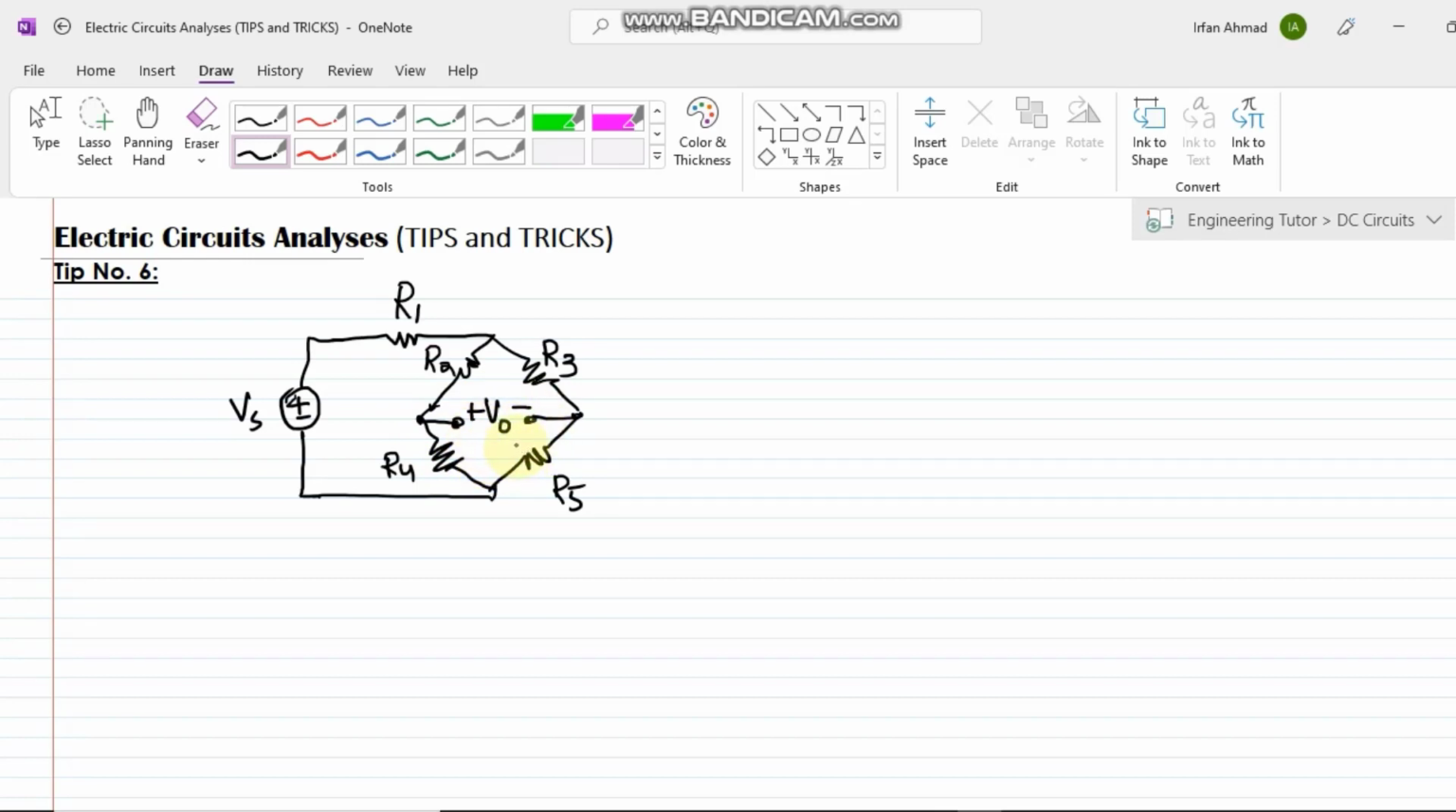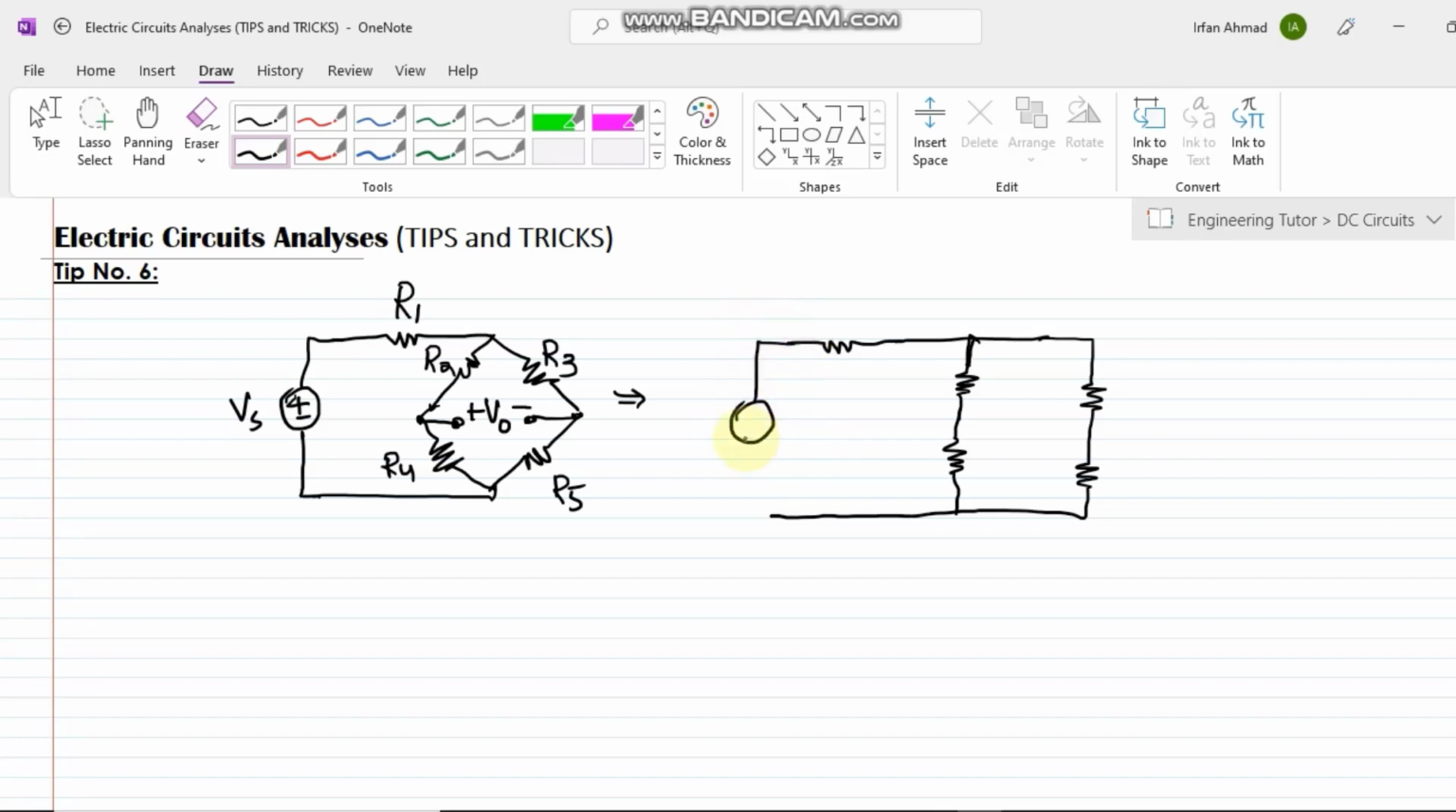So how to find it? Very easily. Let me sketch this circuit once again. This is basically the same circuit with a voltage source of Vs connected. This is R1, R2, R3, R4 and R5, and we are asked to find the value of voltage V0 here.